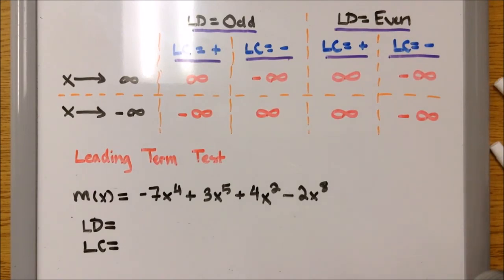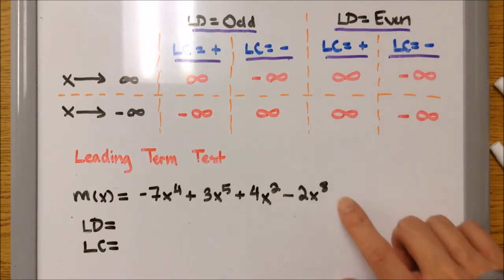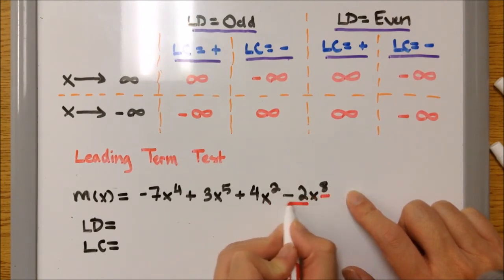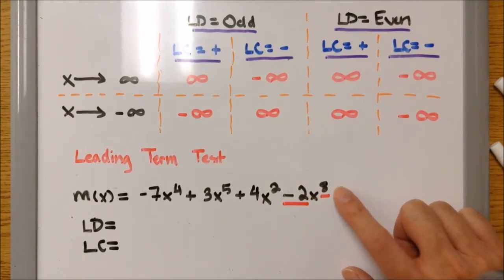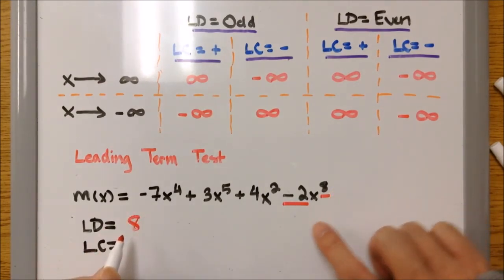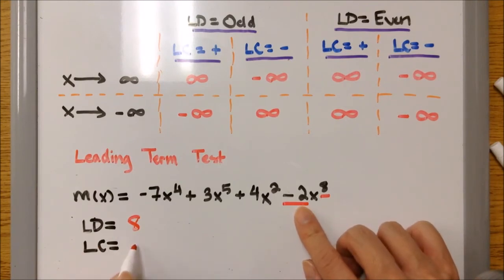For our third example, we have m of x equals negative 7x to the fourth plus 3x to the fifth plus 4x squared minus 2x to the eighth. So again, we have to find our leading degree. So our exponents are 4, 5, 2, and 8. So out of the four, 8 is the highest, so it's back here. So our leading degree is 8. And then we take a look, it's minus 2, so that means it's negative.